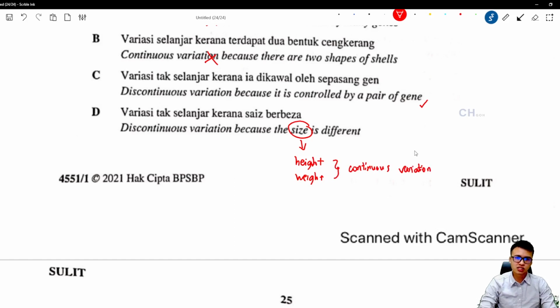Because your answer is not distinct. For example, I ask you, what is your weight? Maybe you will tell me 55 kg, or maybe tomorrow you tell me 55.1, or maybe 55.2. The characteristic is not so sure. There is an intermediate characteristic for continuous variation. That's why size, height, weight, they are continuous variation. D is not the answer. The answer should be C for these questions.